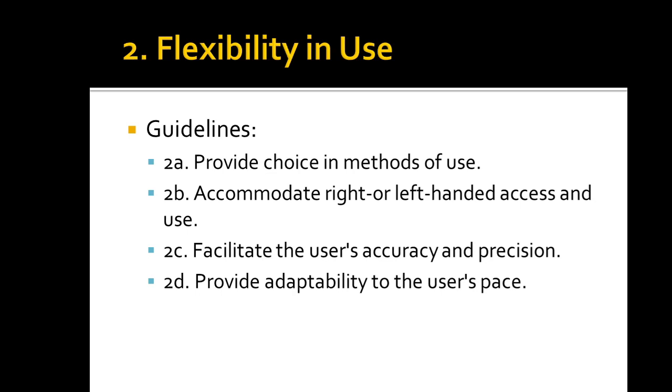Guidelines. Provide choice in methods of use. Let's say, for example, in Microsoft Windows, we can choose the theme of the user interface. We can also change colors. Accommodate right or left-handed access in use. Facilitate the user's accuracy and precision. Provide adaptability to the user's pace. That means whether you're slow or fast, you can still be using the product or the system.